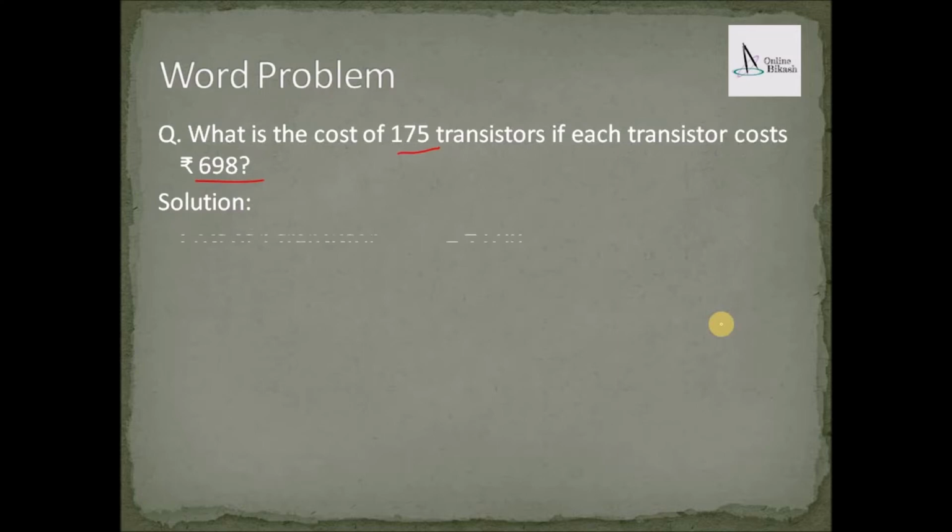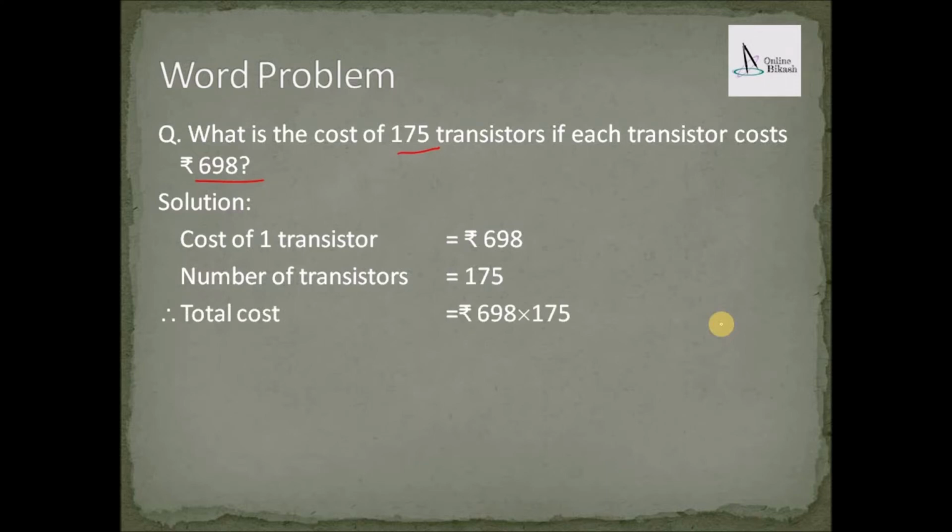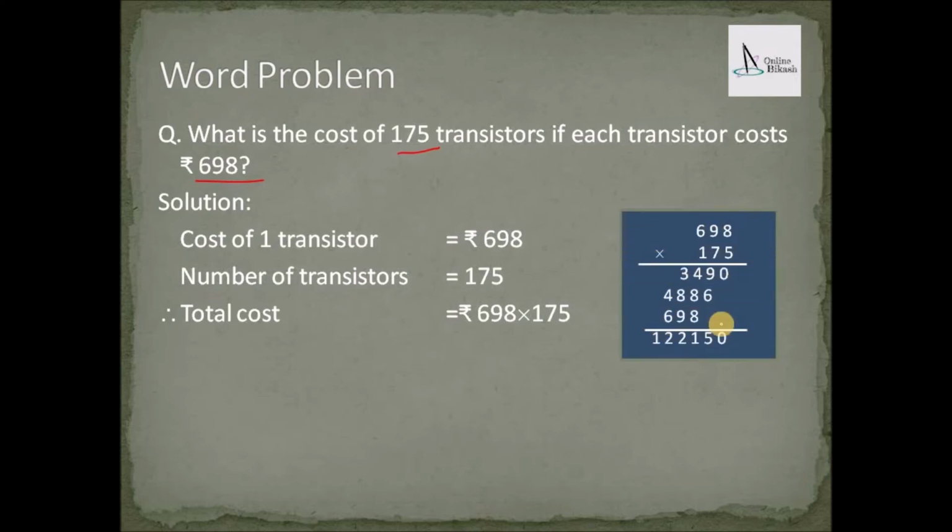Let us write the sentence. Cost of one transistor is rupees 698. Number of transistors whose price we need to find is 175. Therefore the total cost will be rupees 698 multiplied by 175. If you do this calculation, 698 multiplied by 175, you will get 1,22,150, and that will be your answer.